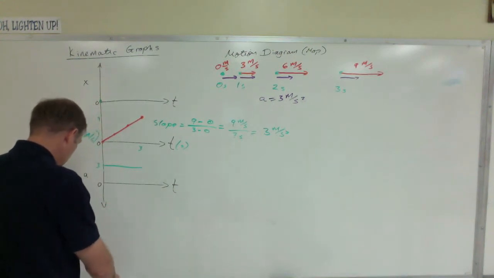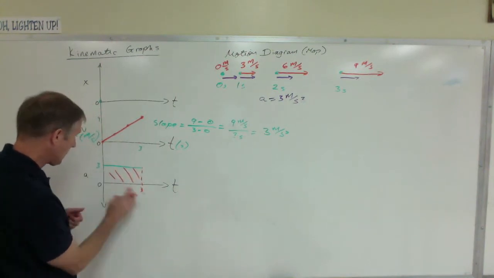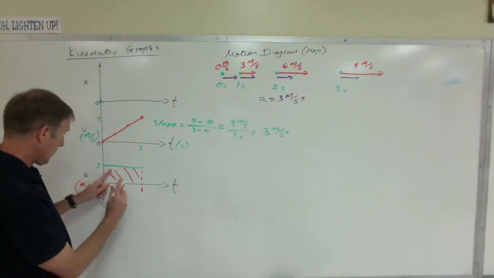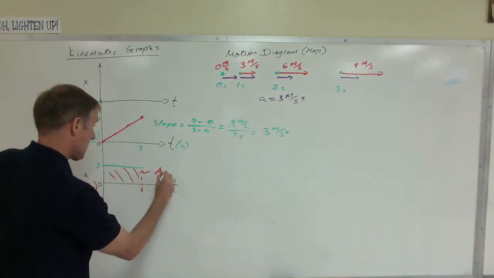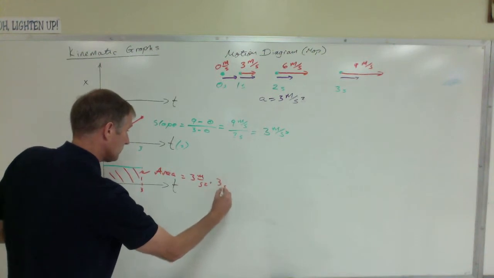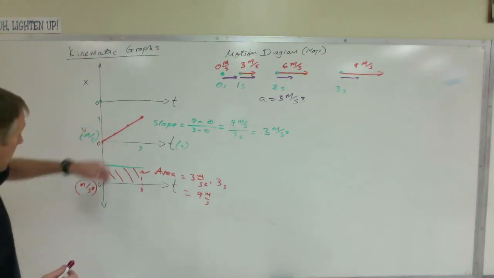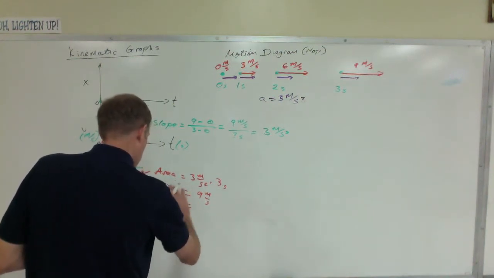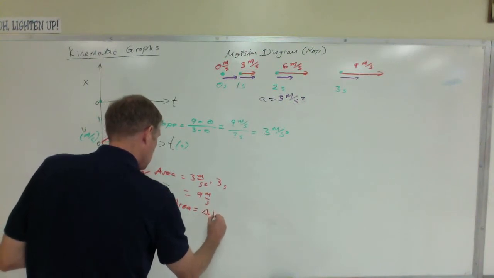Okay. Something that you should note is that the area here, the area of that rectangle, 3 meters per second squared times 3 seconds is 9. The area, which in this case is 3 meters per second squared, times, because it's the area of a rectangle, times 3 seconds, is 9 meters per second. Well, that means that over 3 seconds, its velocity changed by 9 meters per second. So the area of an acceleration time graph equals the change in velocity.